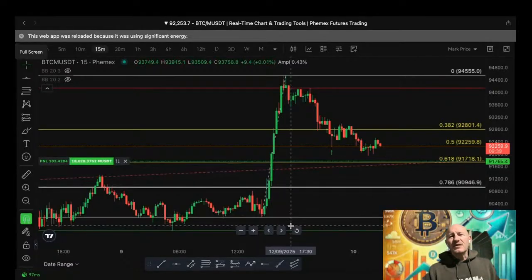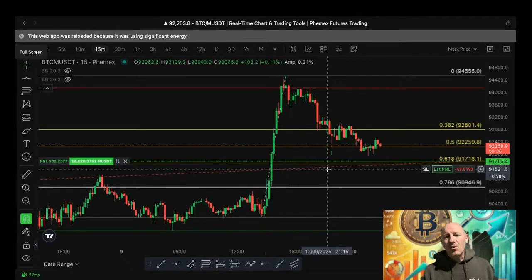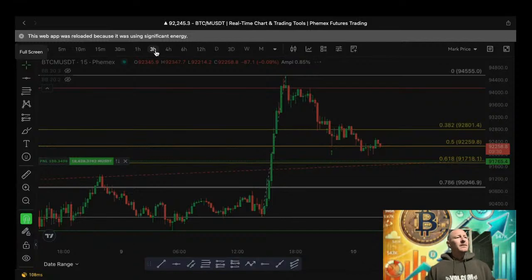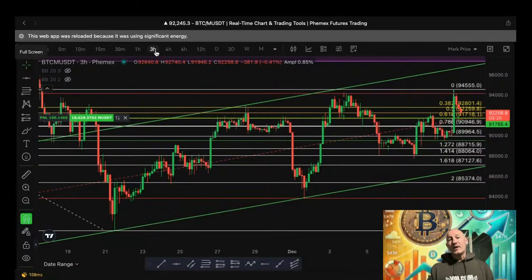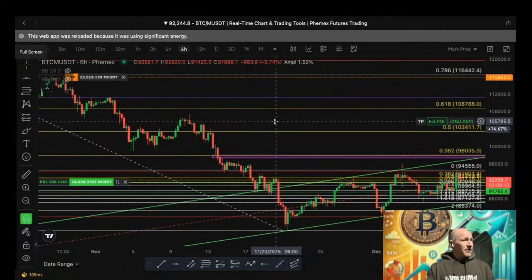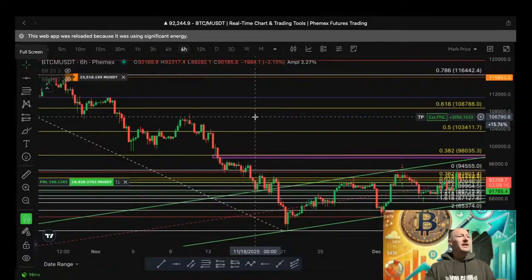This is another reason why I hate the lower time frame charts. Let's zoom out real quick. Ready? All right, back to the 3 hour. Let's check out the 6 hour. All right. Nice, nice. Now look at, where's the liquidity? Can anybody tell me where the liquidity is above us? Anyone? Anyone? Bueller? Bueller?